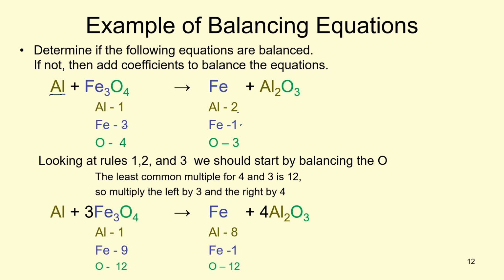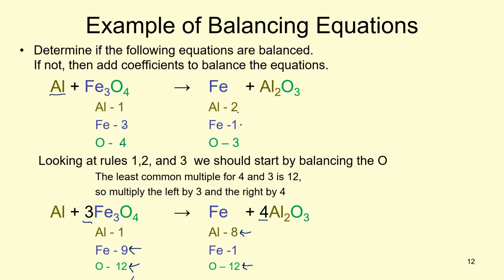So the first thing I'm going to do is balance my oxygen. If I've got 4 on the left and 3 on the right, my least common multiple is 12. So I need to multiply this one by 3, and that gives me 9 iron and 12 oxygen. And then if I multiply the right by 4, that gives me again 12 oxygen, my least common multiple. And now I have 8 aluminum.